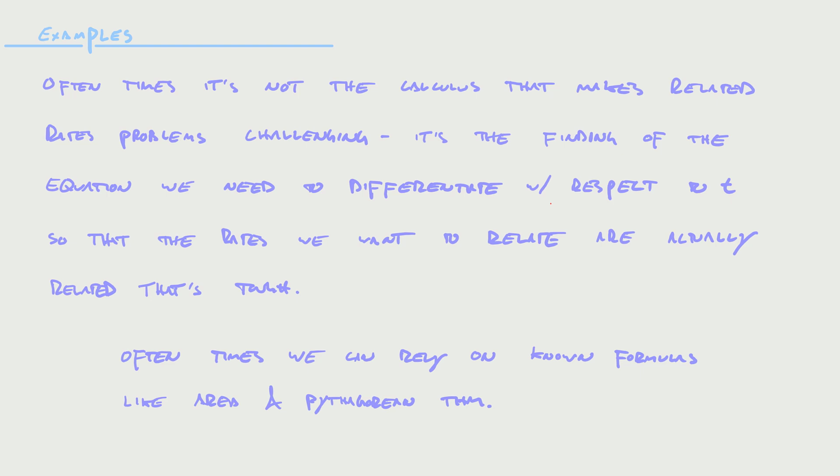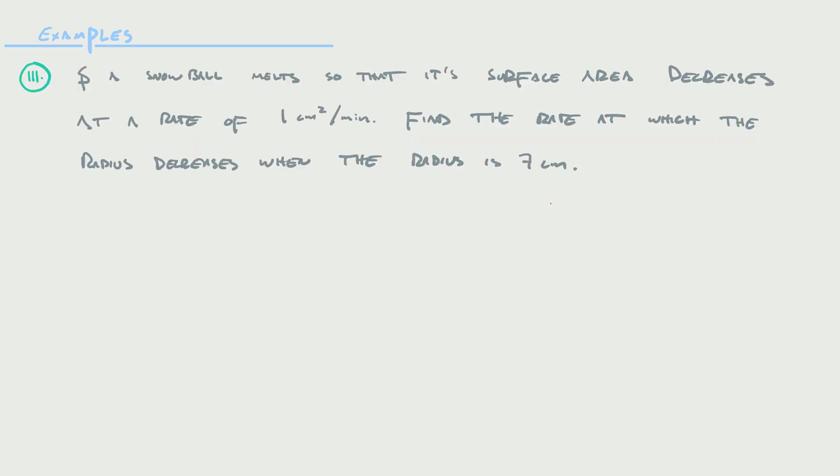Most often, and I guess I shouldn't say that. I should say oftentimes, not most often, but it very typically happens that you're allowed to rely on known formulas. Like in our first example, we relied on the area of a circle formula. That related our variables and thus the rates that we were looking at. In the last example, the Pythagorean theorem is the theorem that we used to relate our variables and thus our rates. Here's another one where we can rely on a geometric formula to relate our base variables such that when we differentiate it with respect to time, our rates will be related.